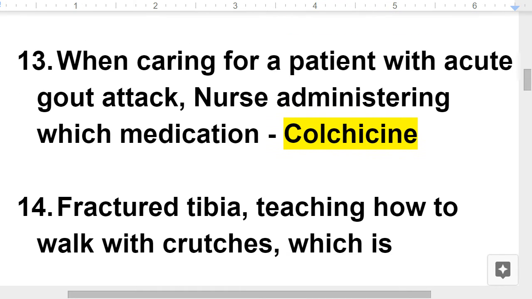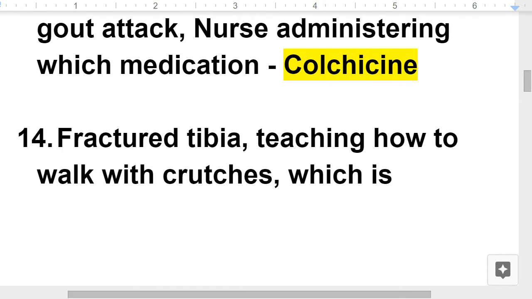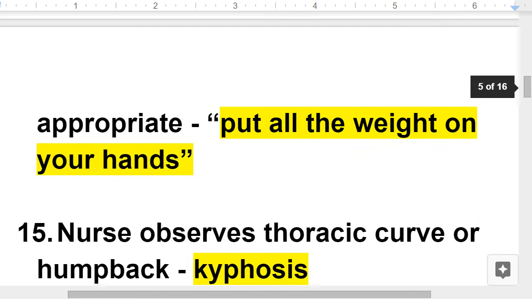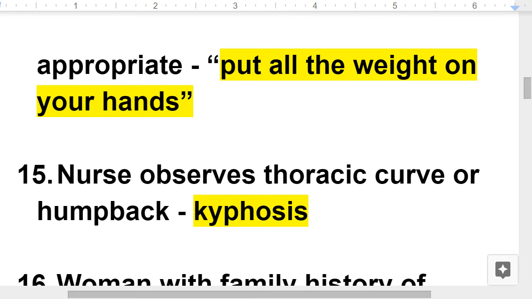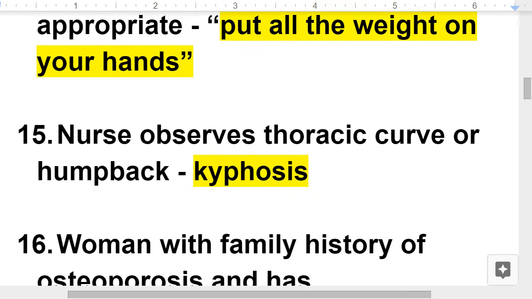When caring for a patient with an acute gout attack, the nurse administers which medication? Colchicine. Fractured tibia, teaching how to walk with crutches. Which is appropriate? Put all the weight on your hands.